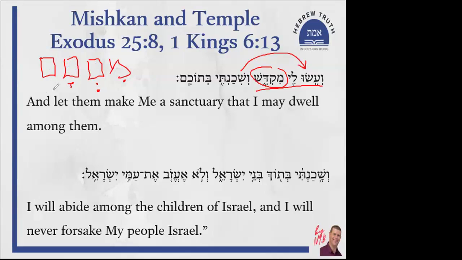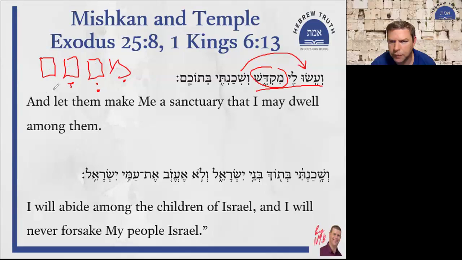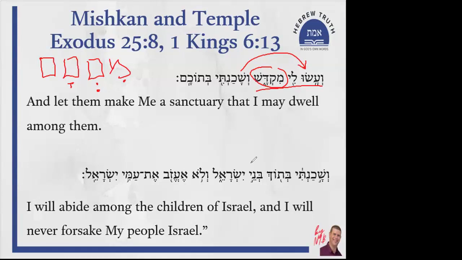Mishkan. Let's see again in a second. So let's have someone read the bottom verse. Lynn, would you like to read the bottom verse? Okay. Ve-shakhanti betoch b'nei Yisrael ve'lo e'ezov et ami Yisrael. I will abide among the children of Israel, and I will never forsake my people Israel.